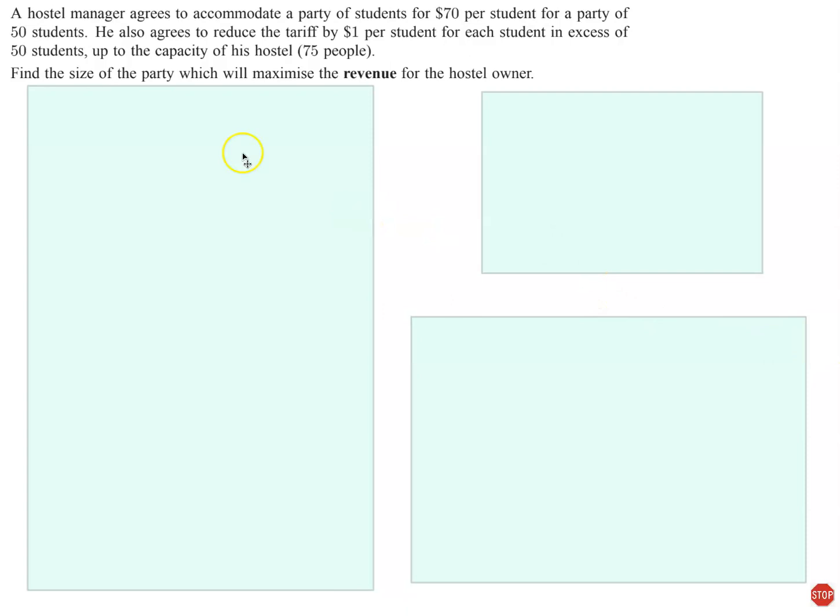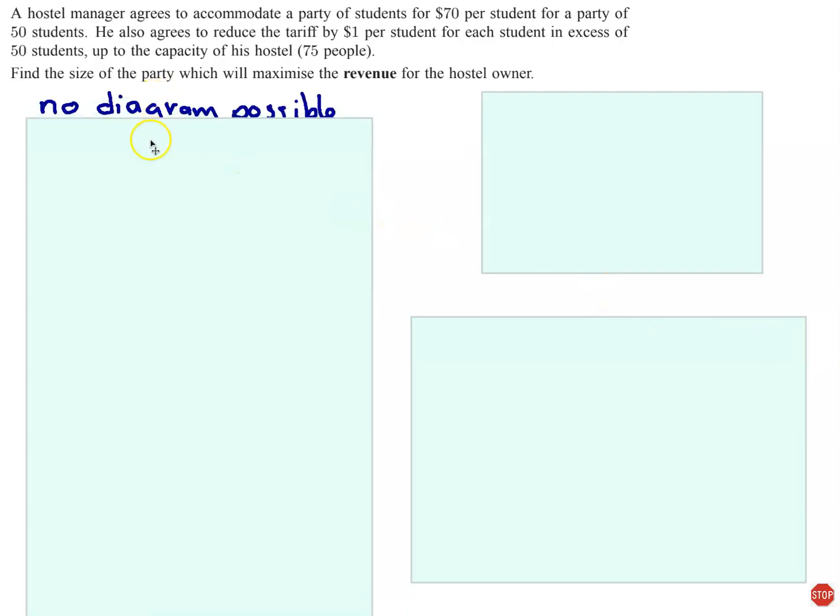Okay, let's get started on this one. To start with, hopefully it's fairly obvious that this is not a question that a diagram is going to be useful for. In fact, I couldn't even think how to draw a diagram for this. Diagrams are normally useful when you're trying to find an area or a volume or something like that. So in this case, no diagram possible. Okay, the next step then is to find an equation for this particular problem. And this is actually the trickiest part of the whole question. Once you can actually get an equation for this, the rest of it's relatively straightforward.